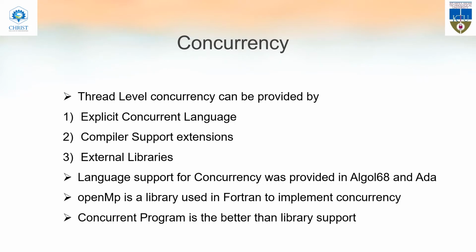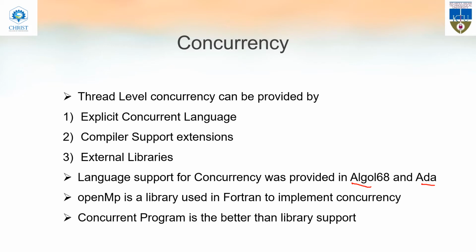So how can concurrency be included in languages? Some languages are already concurrent languages, so they already support concurrency. You can see that Algol 68, ADA, etc. are examples of languages that support concurrency. So that is the first type.